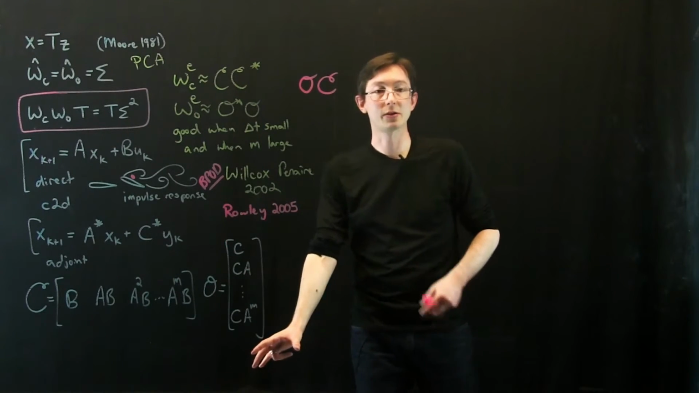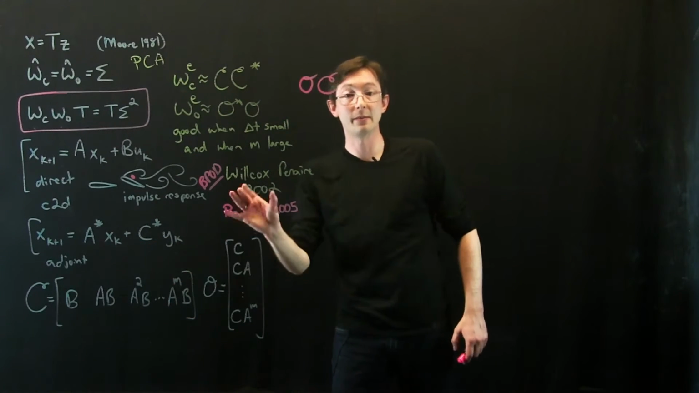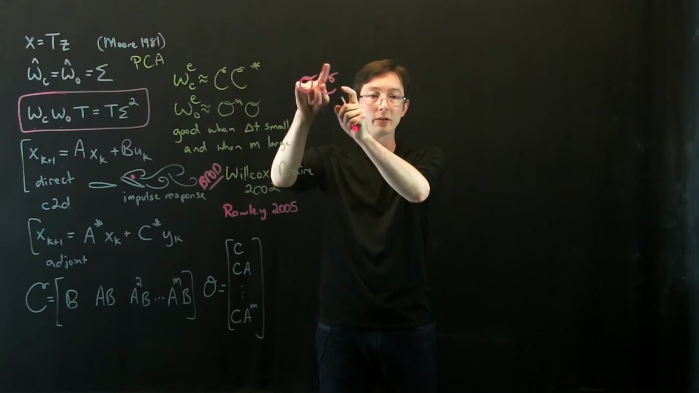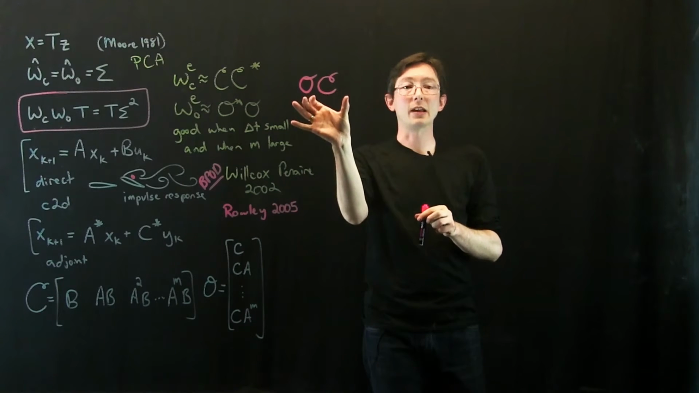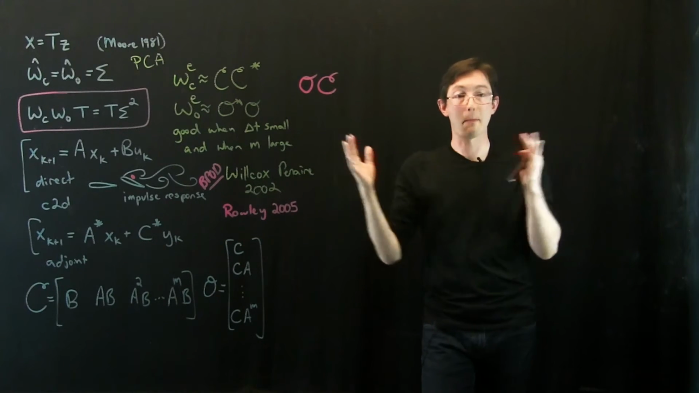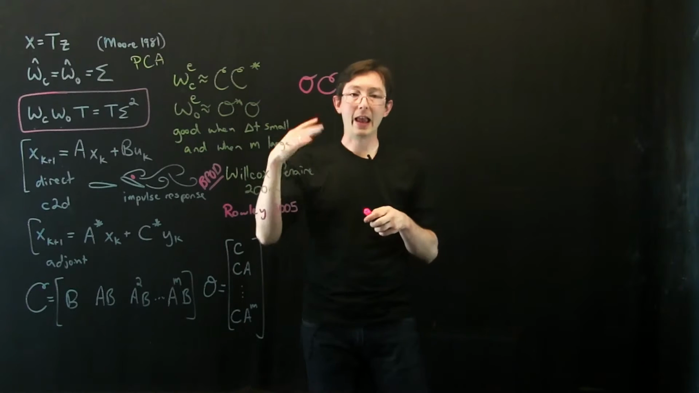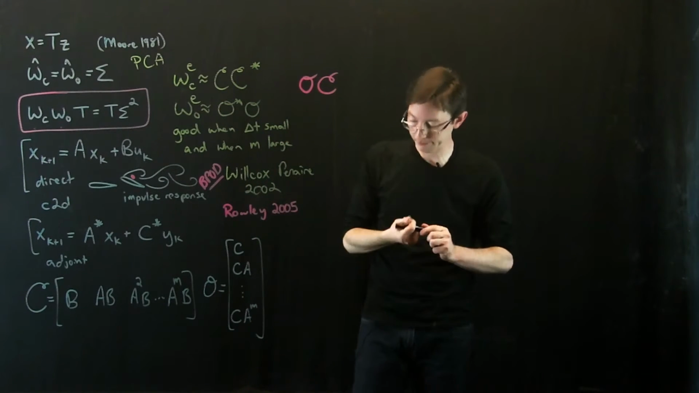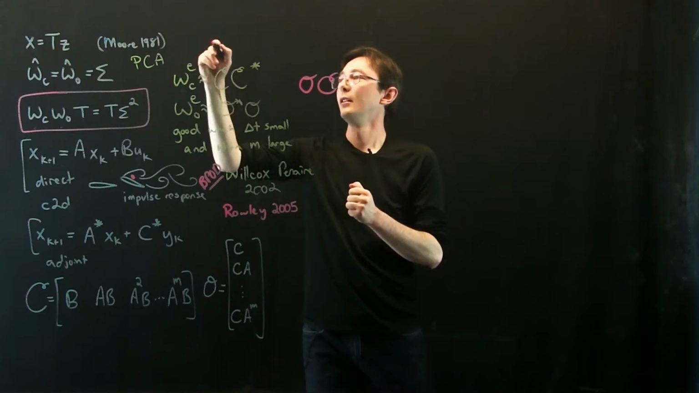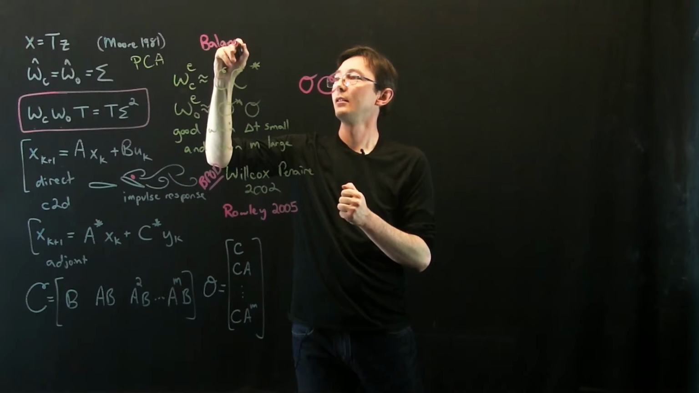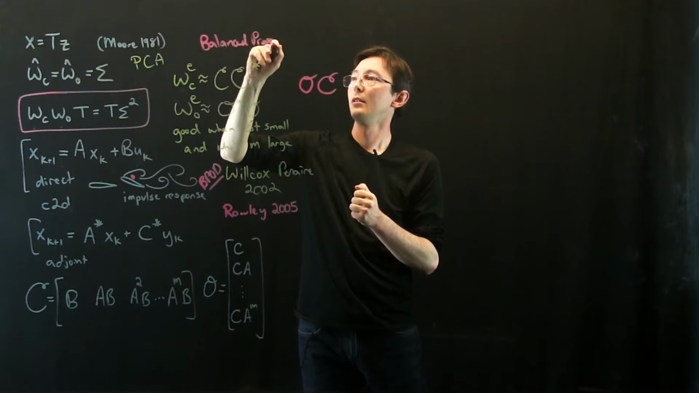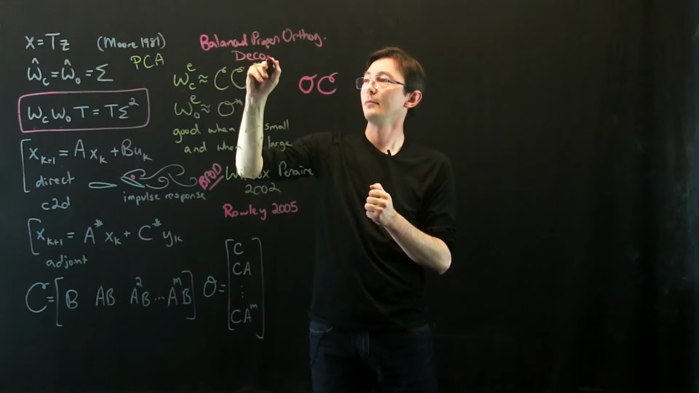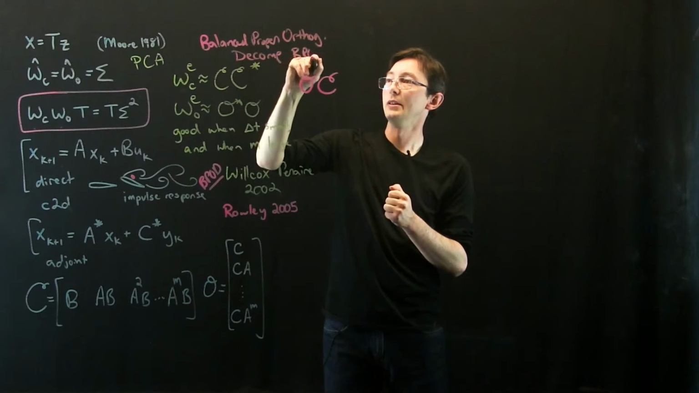I'm going to compute my direct impulse response and my adjoint impulse response, stack those into matrices curly C and curly O. And then I can multiply these directly. I can just, bam, multiply them together and work only in terms of this quantity here to get my reduced order model. And this is called balanced proper orthogonal decomposition, or BPOD.